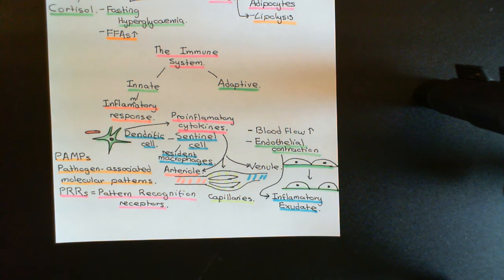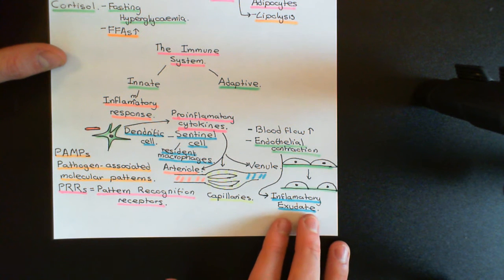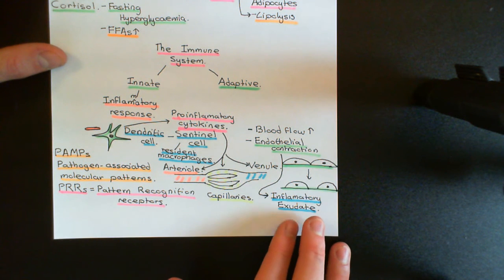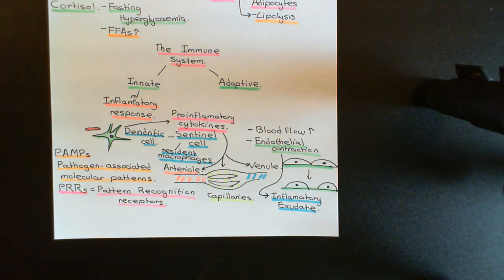So the idea of forming an inflammatory exudate is that you're bringing all of these proteins that you've got within the blood plasma into the area where you've got the pathogen present, and they will then be able to attack the pathogen. So the point of forming an inflammatory exudate is to bring in lots of proteins from the blood plasma that are capable of attacking pathogens, and the archetypal one to know is the complement proteins, which are in the blood plasma and are capable of attacking pathogens.